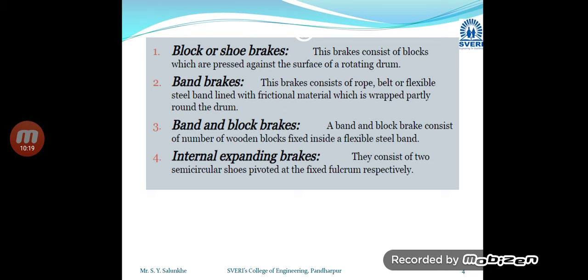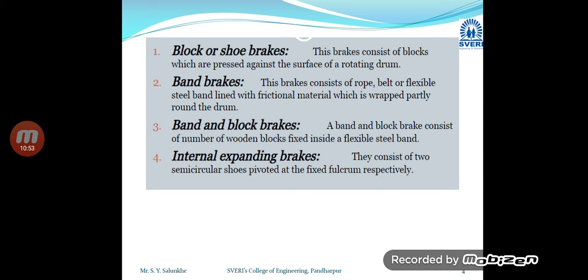Next, band and block brake. Advantages of both types, that is block and band, are used in this type, where the band is wound and blocks are connected to that band, so we can apply more force as per the requirement. Multiplication of force will take place, and easily we can apply the brakes. So it is called band and block brake. And the last type is internal expanding brakes.